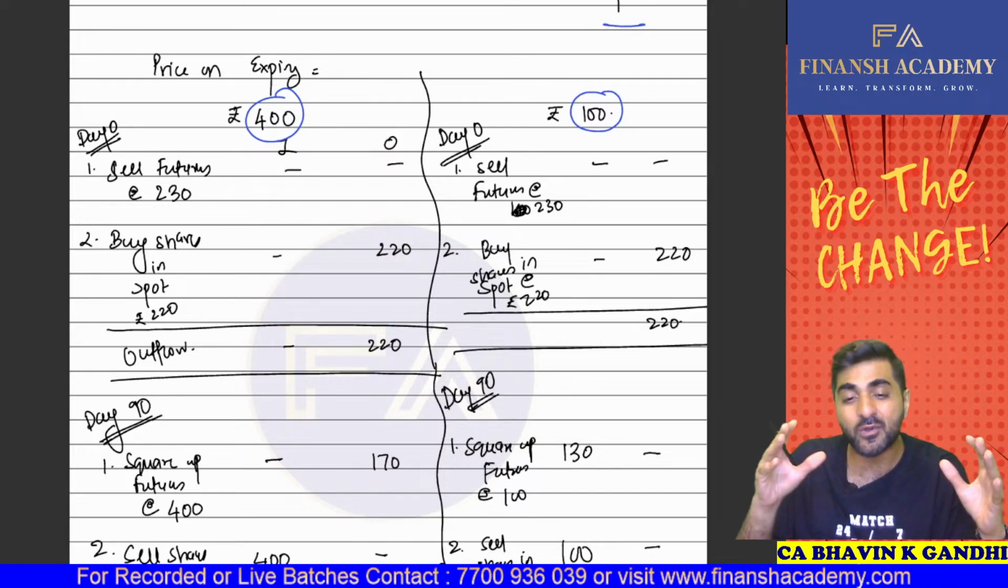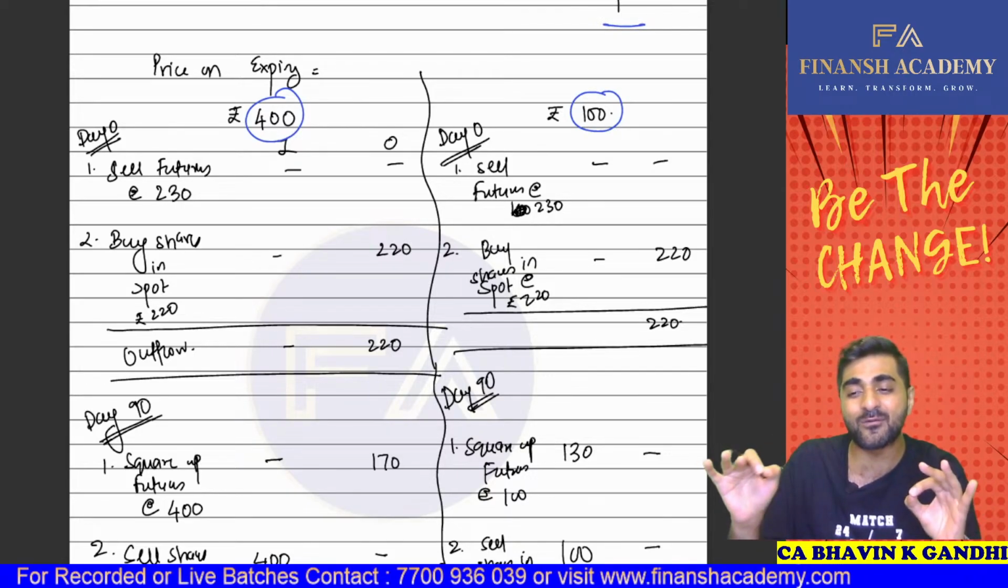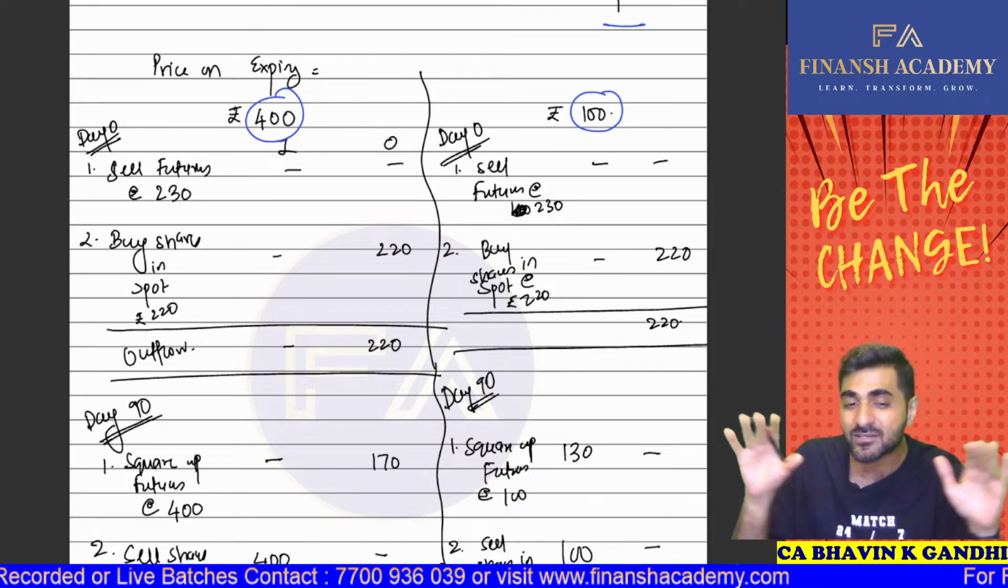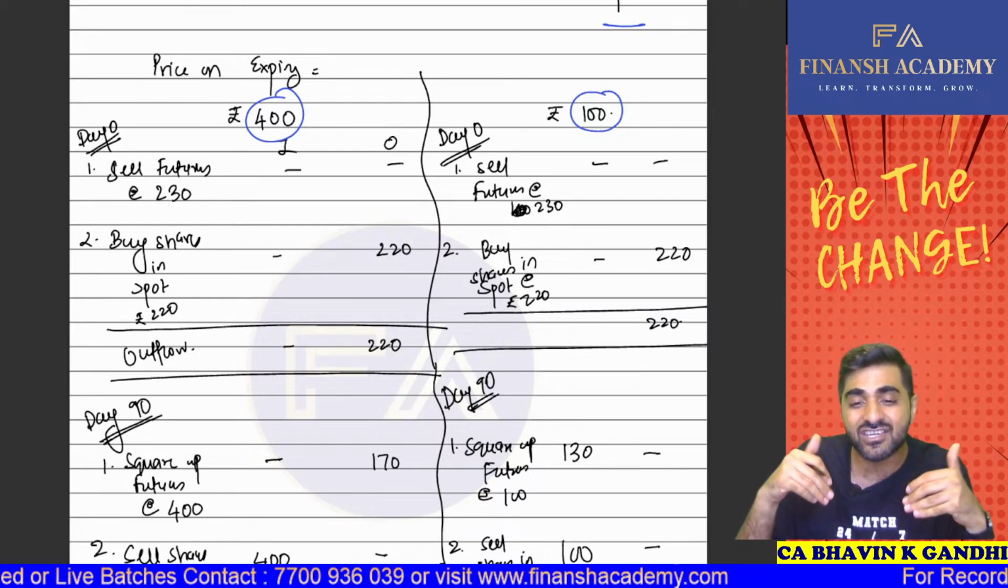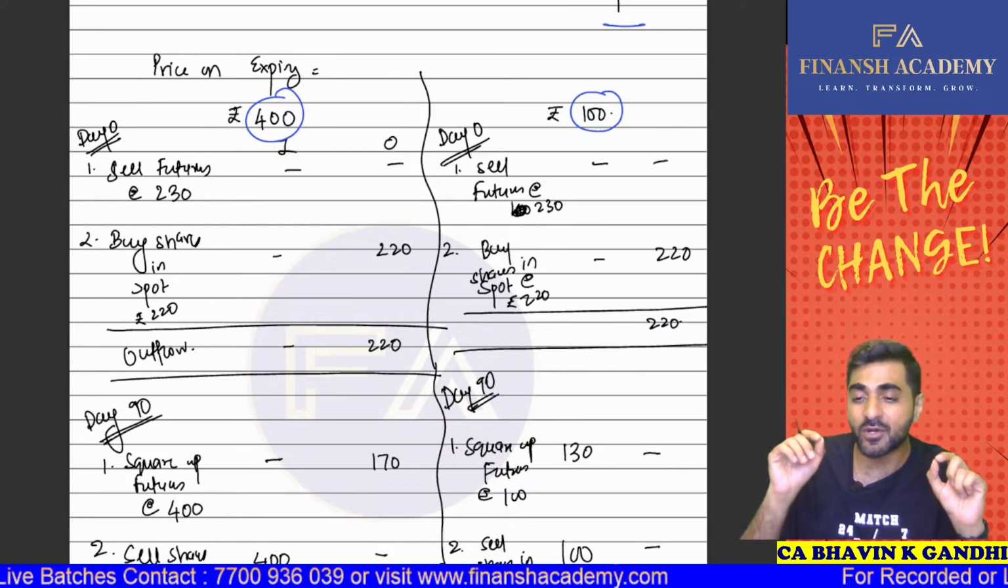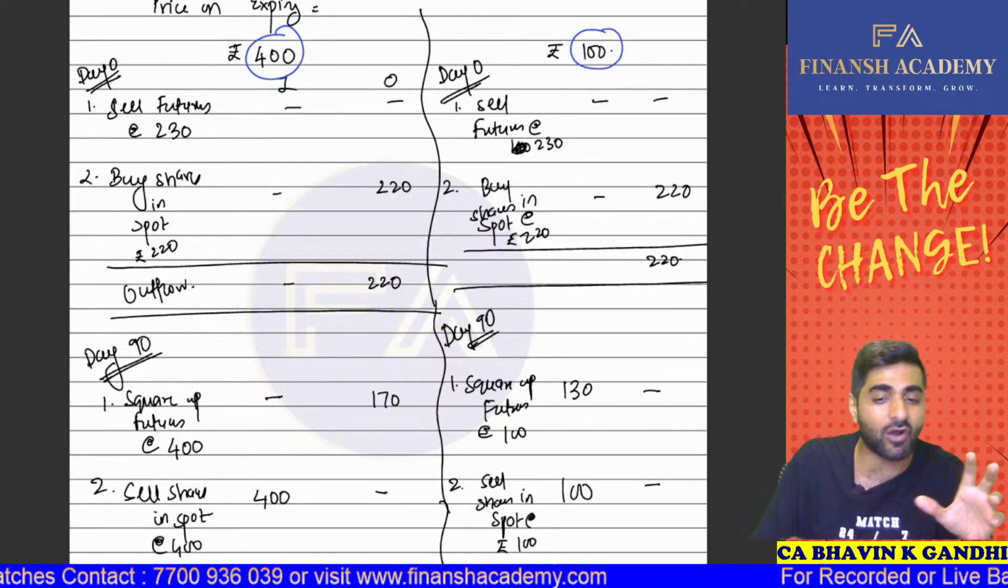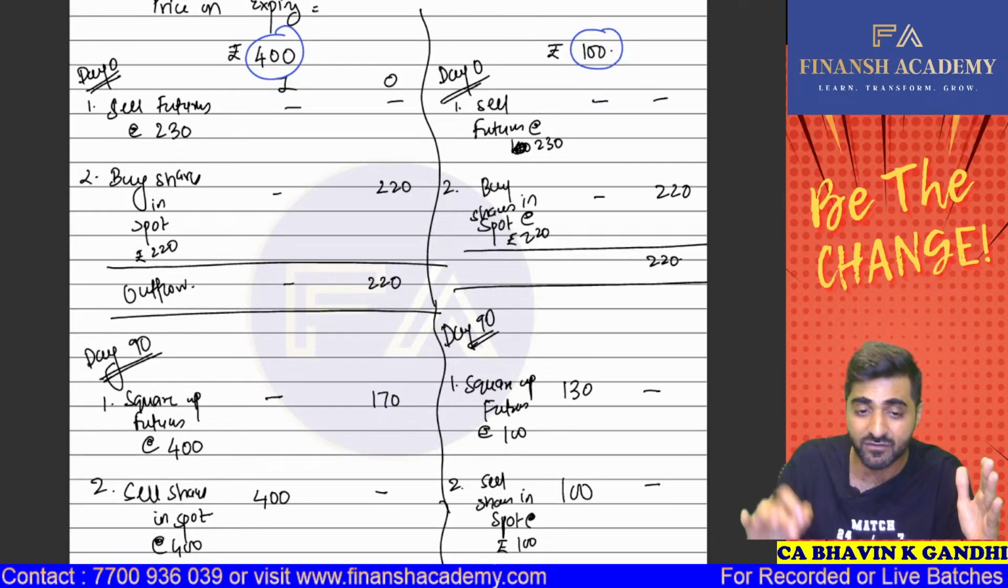So ideally, there is not going to be any kind of inflow or outflow in your future contract. So that's going to be 0. Then we'll be buying shares in the spot market. So that is going to be 220 of an outflow. So your day 0 outflow is 220, which is fixed. That is the price of the share.